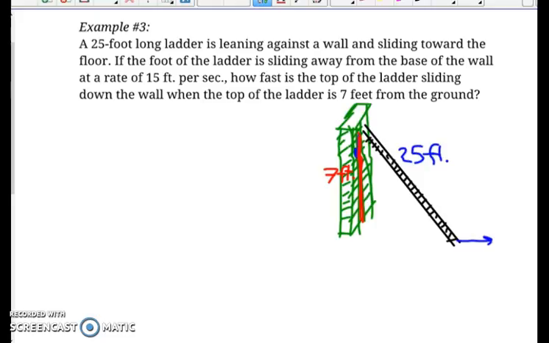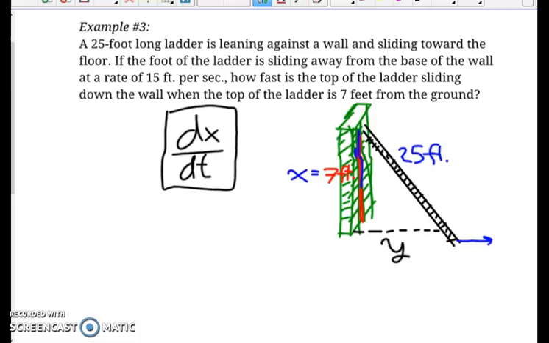Okay? Let's come over here and figure out exactly what we are trying to find. So we're trying to find how fast the ladder is sliding down the wall. So how fast this side's coming down that wall. Let's throw some variables here. Let's call this side x. Let's call this side y. And what we are trying to find is the rate of change of this x side. In other words, we're trying to find the rate of change of x, how that side length x is changing as time changes. So this is what we are trying to find.